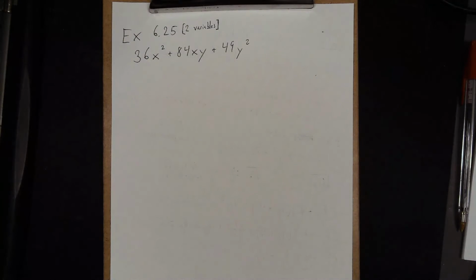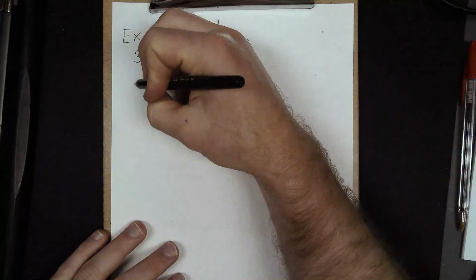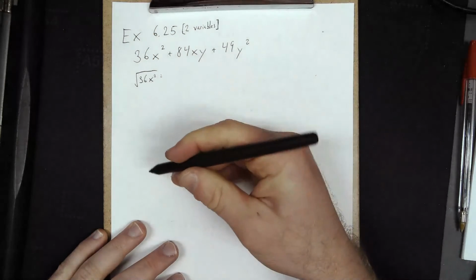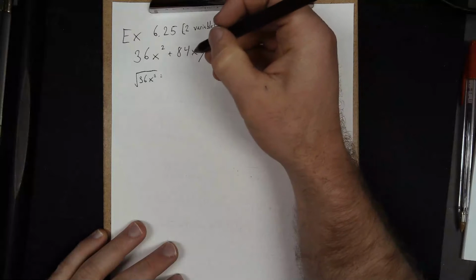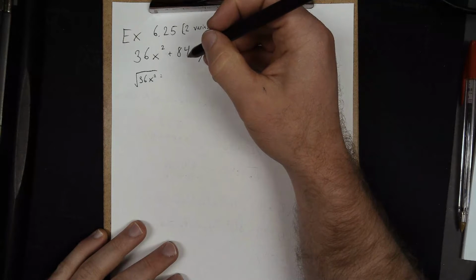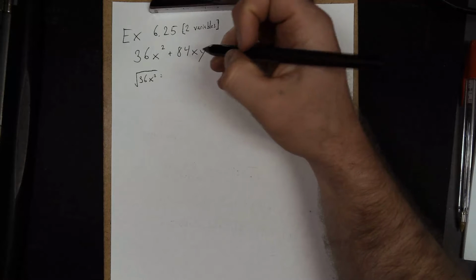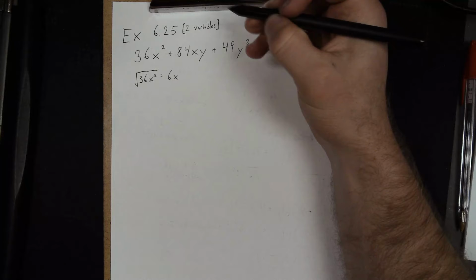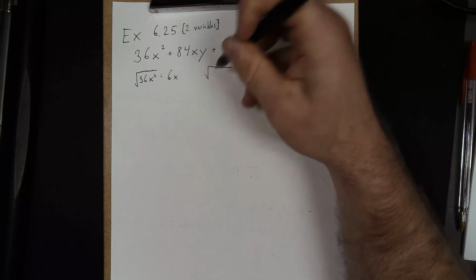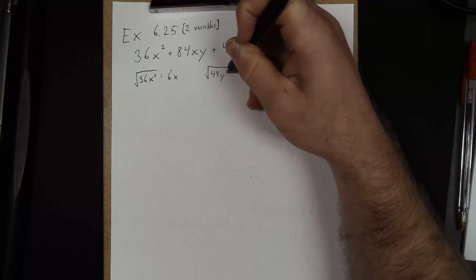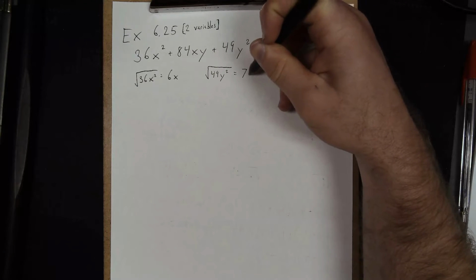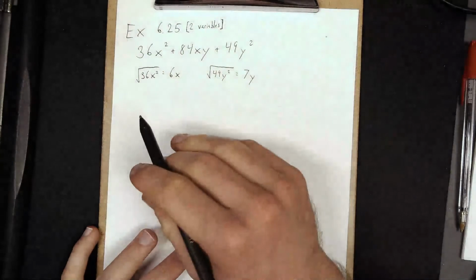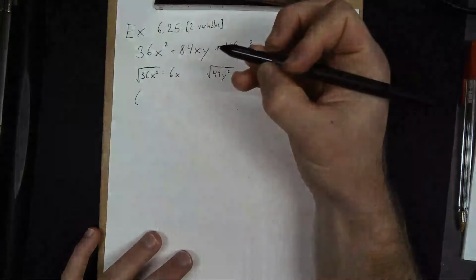But it's the same deal. So I have 36x squared. Take the square root. I end up with 6x. So that's going to be one of my terms in my final answer. And I've got the square root of 49y squared, which is 7y. All right. So now we can jump to our final answer.